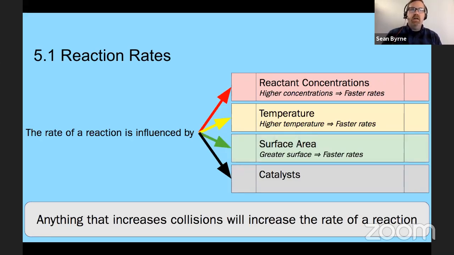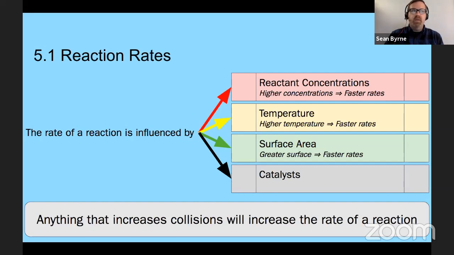Surface area is a sort of unique one for rates, something that we don't talk about in many other places. But what you'll see typically here is whether you added a larger piece of the substance to the beaker, or you crushed it up, or whether you dissolved it in water.